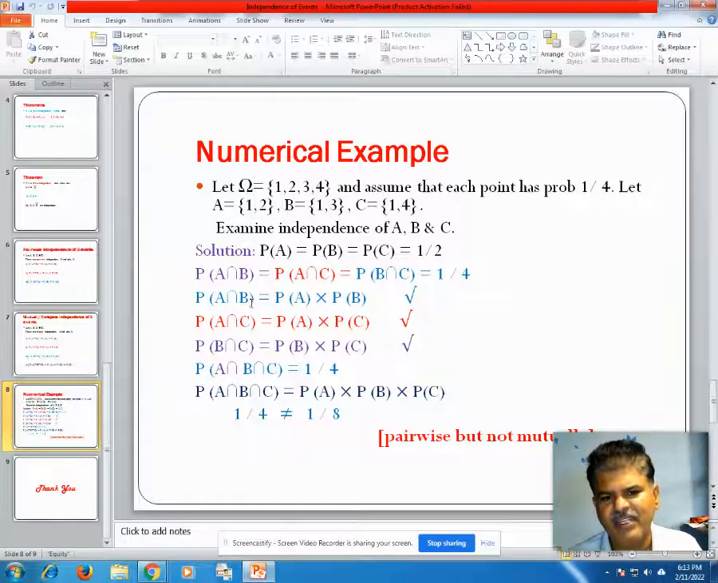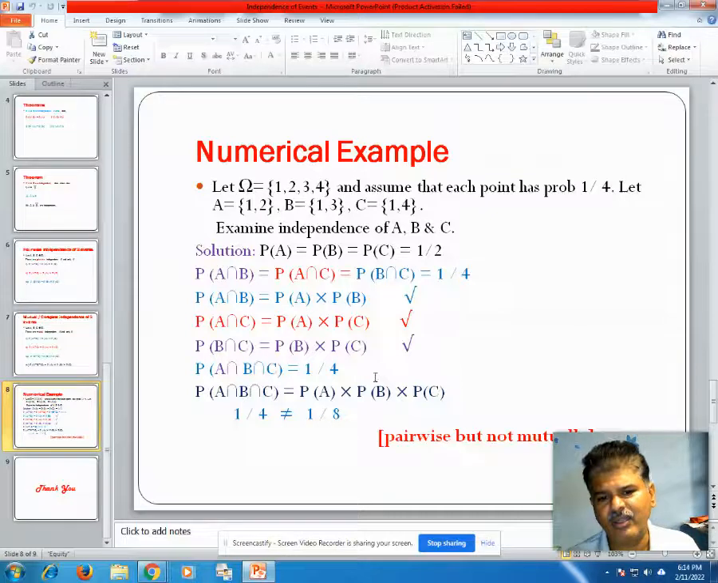Therefore, P of A intersection B is what? P of A into P of B, and P of A is 1 by 2, P of B is 1 by 2, and the left hand side is 1 by 4, and the right hand side is 1 by 4. So this equality holds. On the same line, the second equality also holds, and the third equality also holds. Therefore, all these three conditions for pairwise independence have been proved in this case. Therefore, primarily, we can say that these three events are pairwise independent.